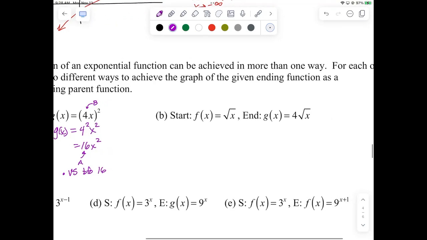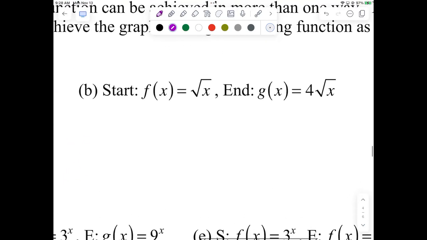Okay, how about this one? To get from the square root of x to 4 square root of x? Well, let's do the first one first. This is an a value in front, so the obvious one would be a vertical stretch by a factor of 4. Okay, good. Now, the other version would be requiring me to get it on the inside. So if I want to get g of x equivalent, it would have to be some number on the inside. What number would that be? Would it be 2?